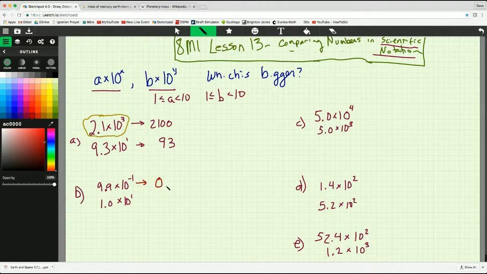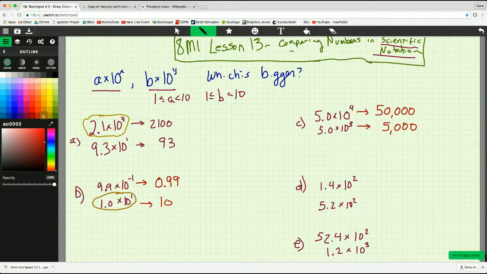This is 0.99. And this is 10. So in this case, we have this second number is bigger. Okay, and let's go on to this third one. And this is 5 times 10 to the fourth or 5 times 10 to the third. I think we have a sense probably that this first one is bigger, but we'll go ahead and write them out. And we will circle that one. And we're going to do our final conversion here, which is 140 or 520. And in this case, our bigger number is this second one.